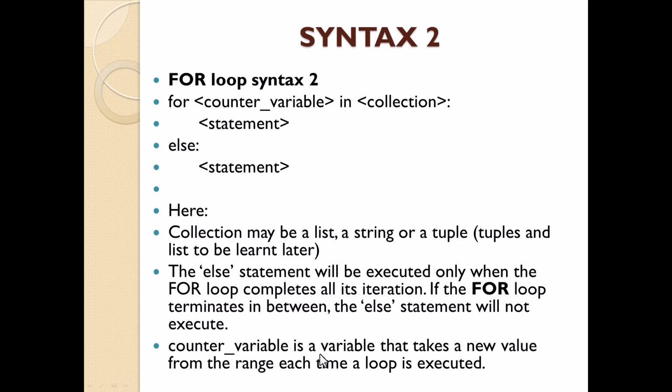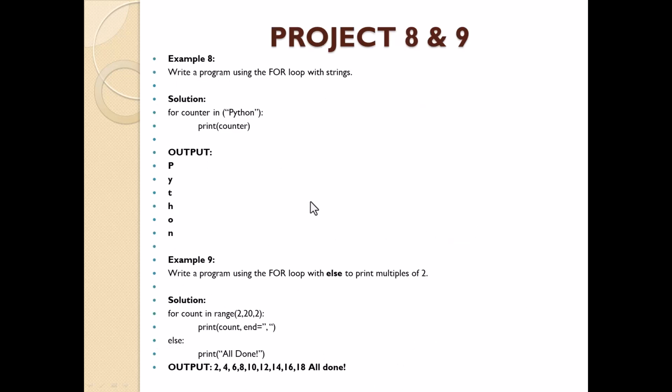The counter variable is a variable that takes a new value from the range each time a loop is executed, as we've done in our other examples that we solved. Now we're going to consider these examples, and that will be when we can use this second syntax. Right. So we're going to write the program to print with strings. Okay, let's check the strings first. Then we did this one. This is the first one that we did, and then we also look at how to create a program to print multiples of 2. In this case, we'll be using the else statement. Quite simple. So let's go back to our code editor.